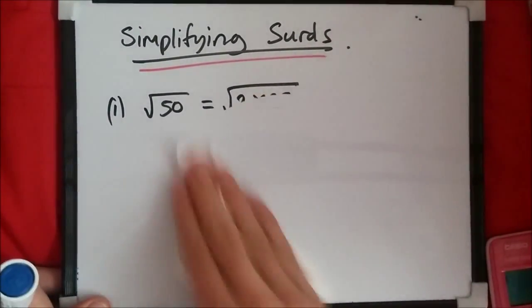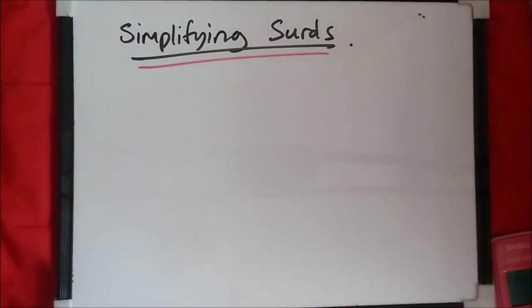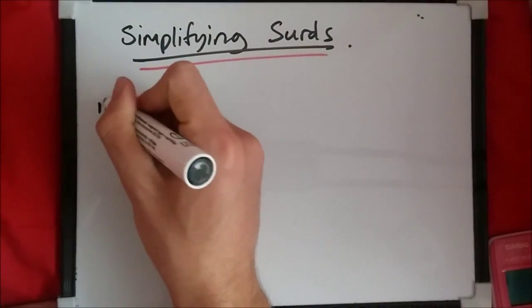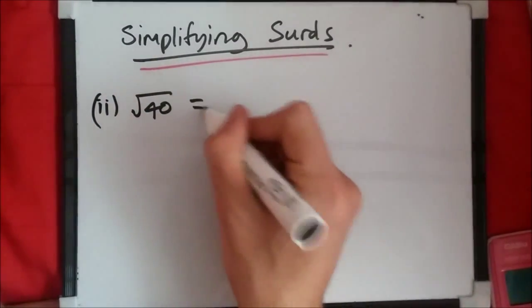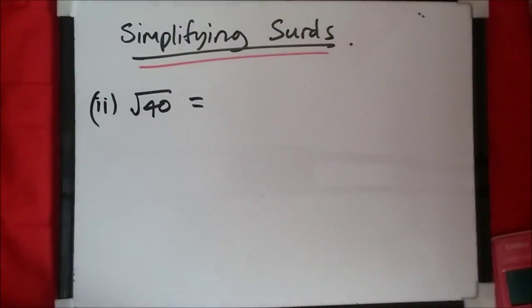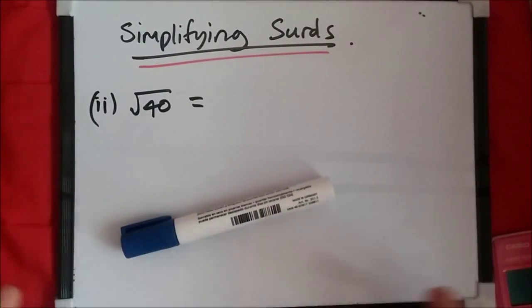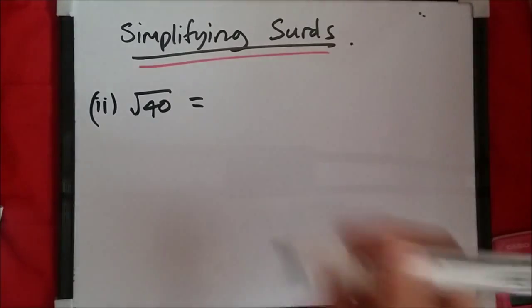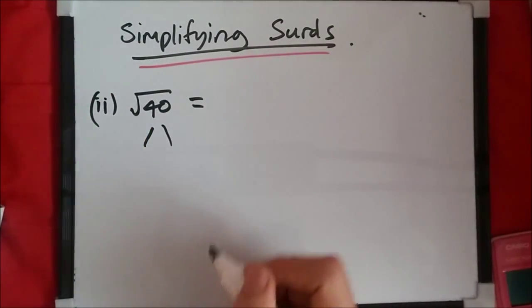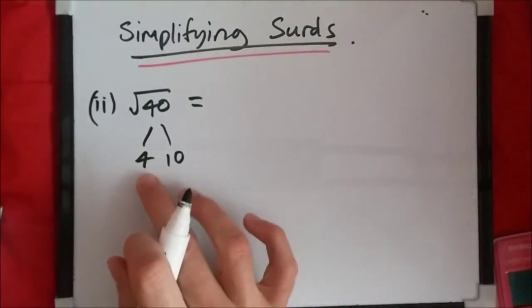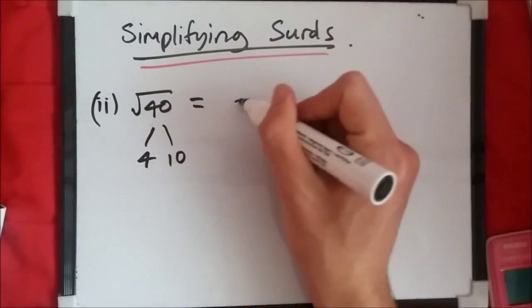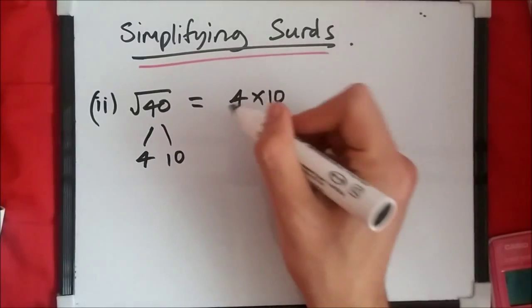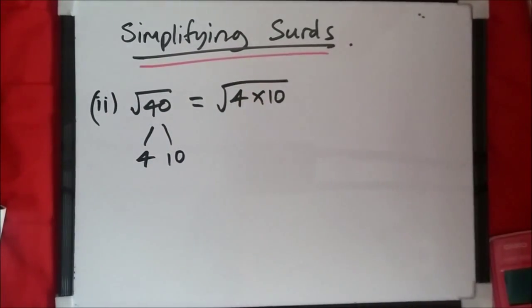Now suppose we had another example. Let's do one more: square root of 40. Once again, two numbers multiply to make 40, and at least one should be a square number to make this simplifying easy. So we could have 2 times 20 or 4 times 10. 4 is a square number, 2 times 2, remember. So again, we can put 4 times 10 and put a root sign on top.